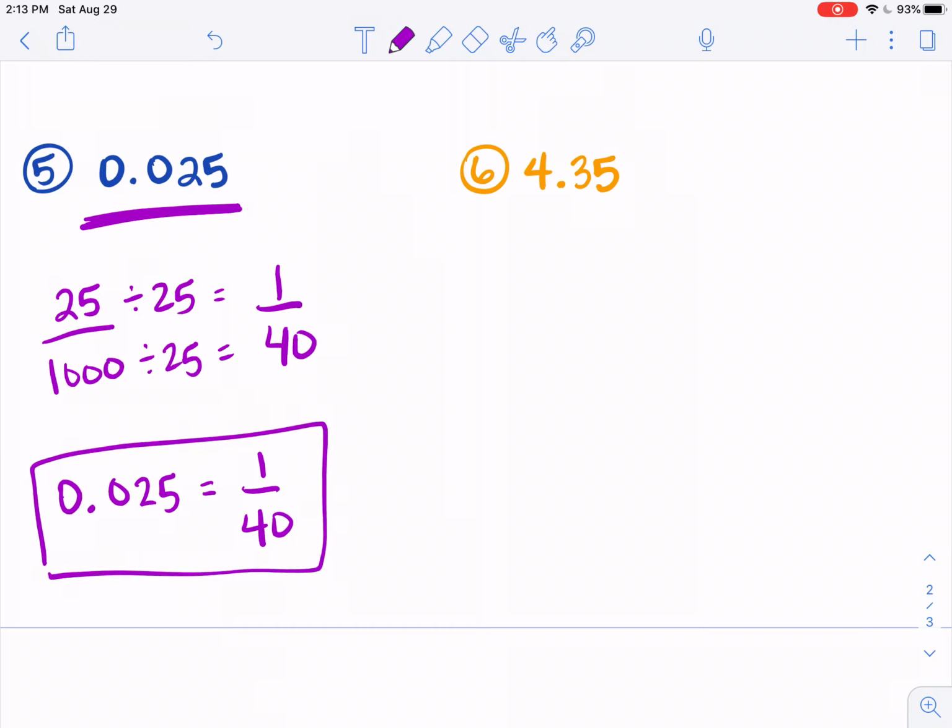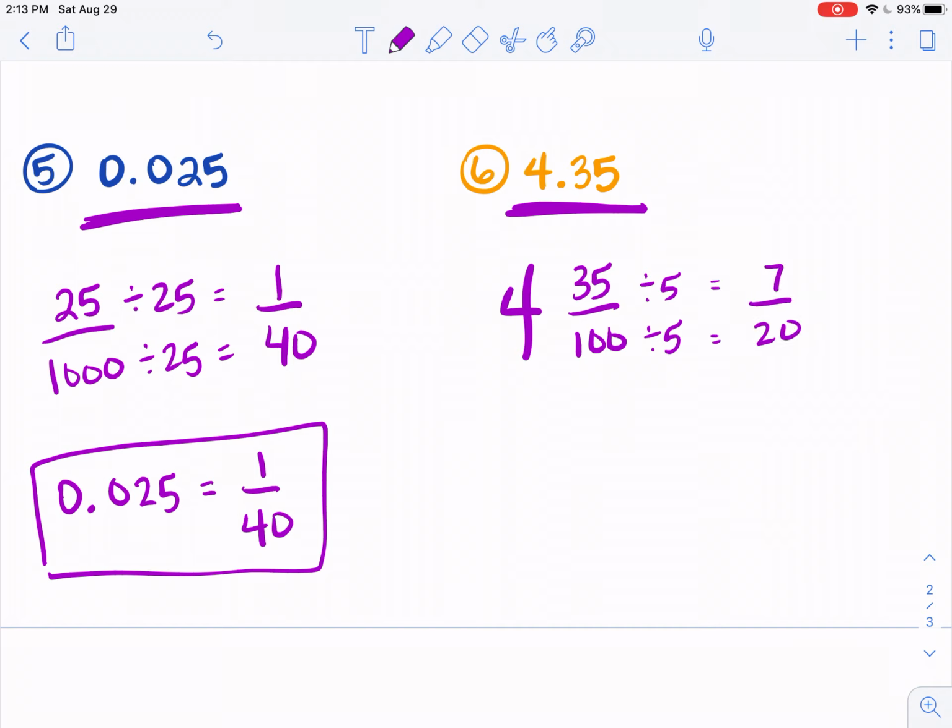And last is this, 4 and 35 hundredths. 4 and 35 hundredths. Is 35 hundredths in simplest form? No, they're both divisible by 5. So we end up with 7/20. And don't forget about this 4 that was in front. So your answer is 4 and 7/20 is equivalent to 4 and 35 hundredths.